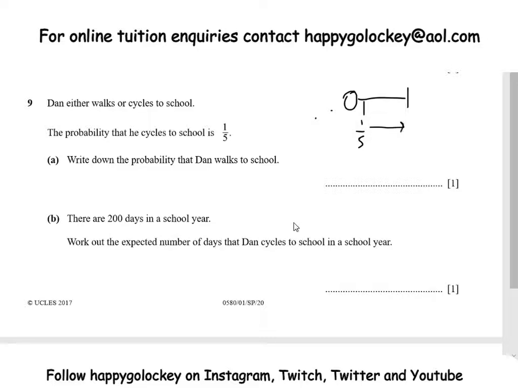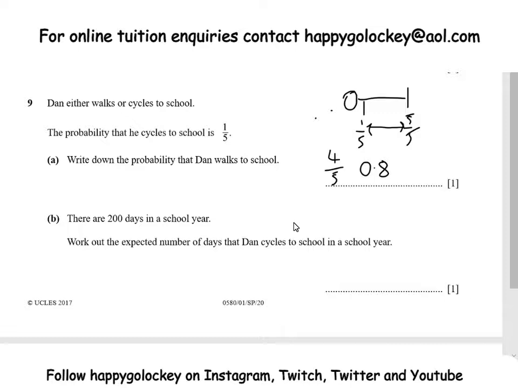So if 1/5 has been used up already, and 5/5 is the whole, then there's 4/5 left over. So there's a 4/5 chance that he walks to school. And 4/5, if you don't want to write it as a fraction, would be 0.8 as a decimal. Either of those answers would be accepted.